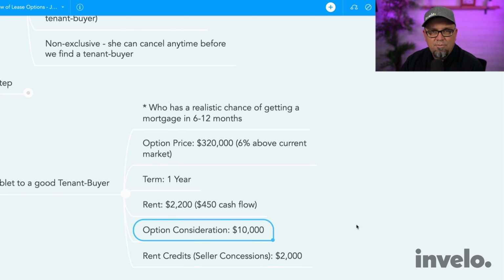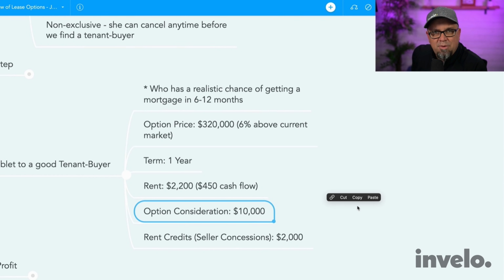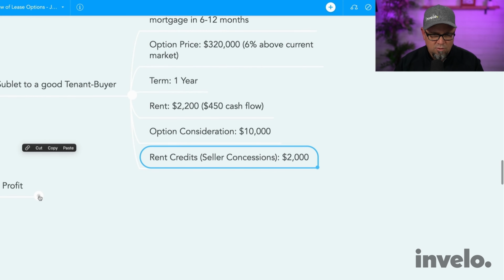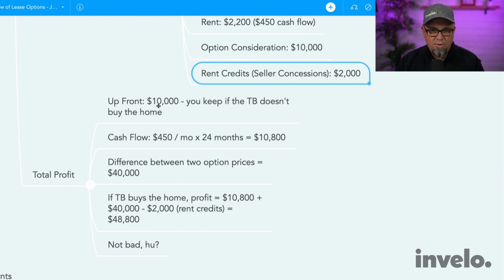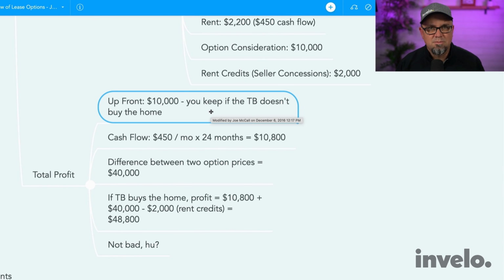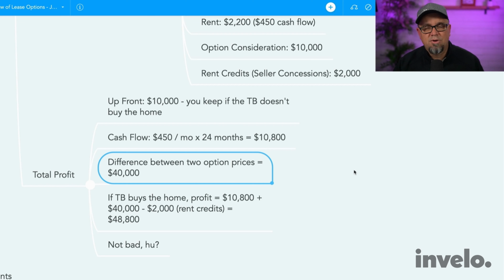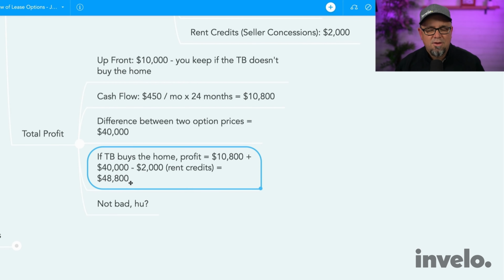So what's our profit up front? Or our cash in our pocket, Hip Pocket National Bank, $9,900. Now, again, I recommend you set aside a lot of that money for future things. And let's say we do some seller concessions or rent credits. Now, what's our total profit on this deal? Up front, you're going to get $10,000 if the tenant buyer doesn't buy the home. Your cash flow is going to be $450 a month for 24 months, about $10,000. The difference between the two option prices, what you're buying it for and what you're selling it for, is about $40,000. You're going to make $48,000 on this deal.